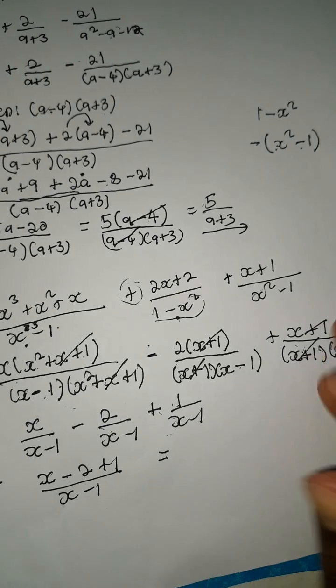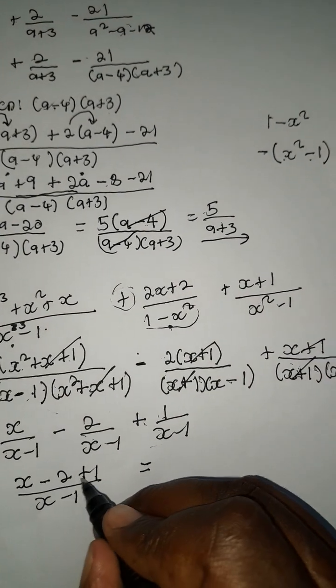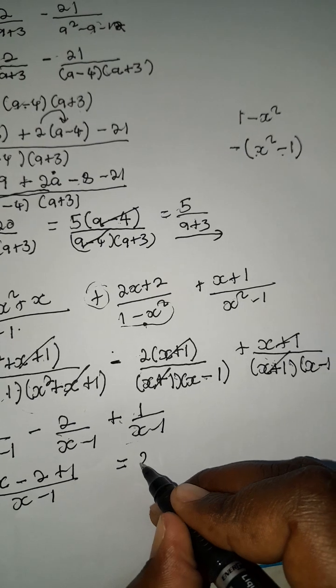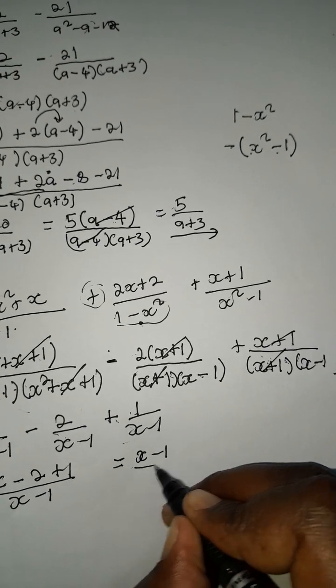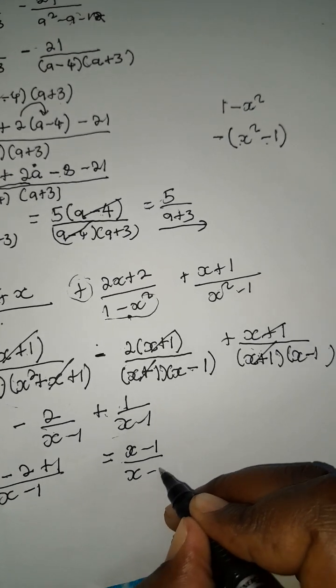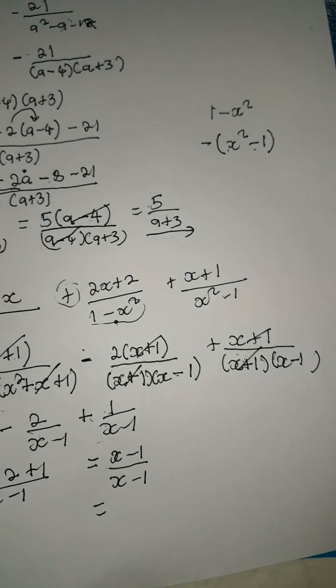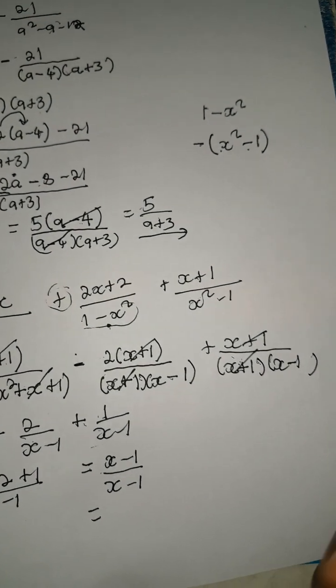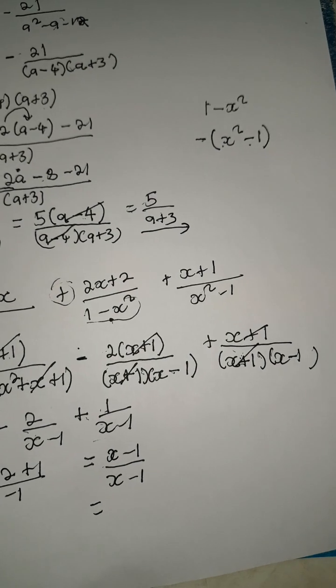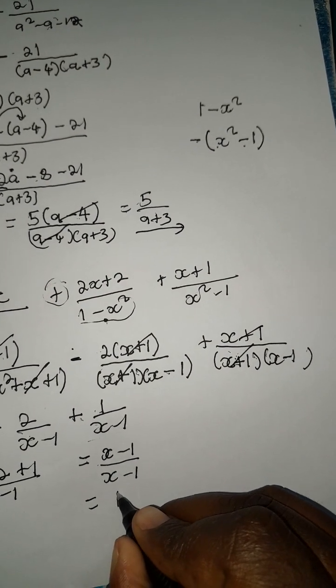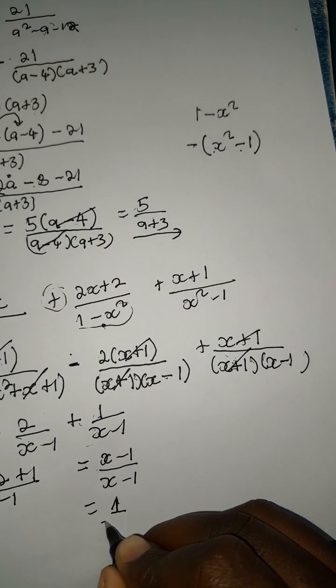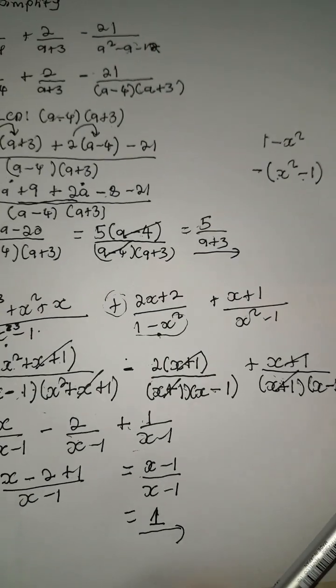So from here, what are the like terms? Negative 2 plus 1, that will be minus 1. So I'm left with x minus 1 divided by x minus 1. Here, x minus 1 divided by x minus 1, that will be 1. Even if you cancel, you're still going to get 1. So meaning that our solution here will be 1.